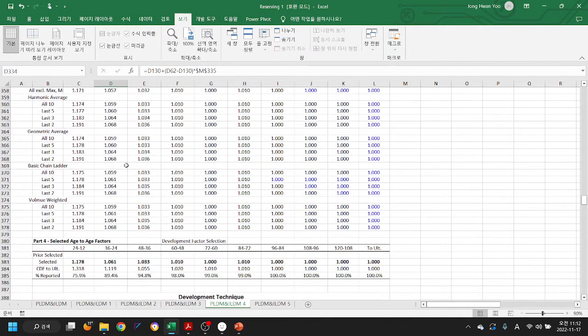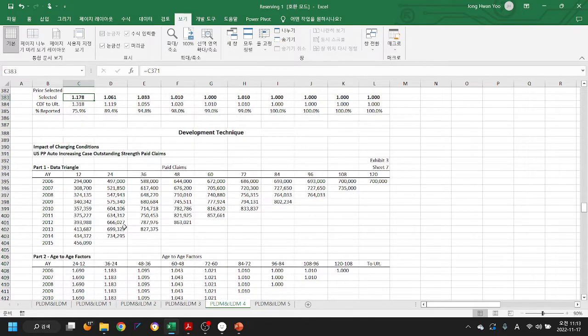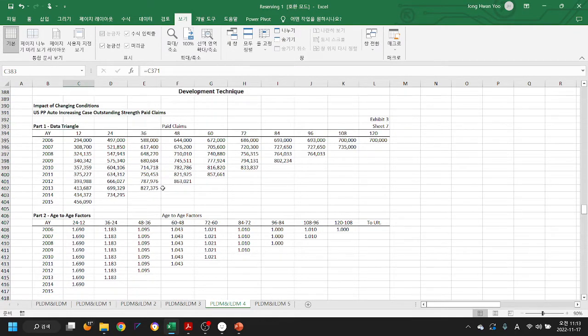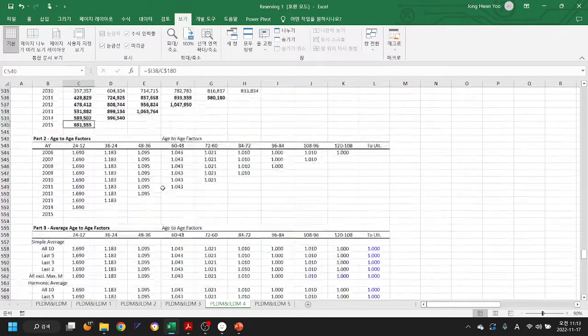Accordingly, if I select the most recent 5 years, or here 5 years, now it's going to produce different results. And paid loss won't change at all, right? So the only change that I have made is against the case outstanding amount.